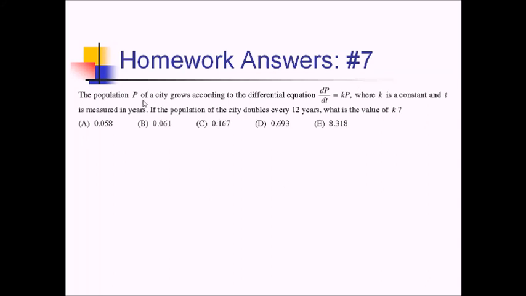For number 7, population of a city grows according to the differential equation dp over dt equals kp. K is a constant, t is measured in years. If the population of the city doubles every 12 years, what's the value of k? The secret on this one is knowing that they're talking about exponential growth. When you see a differential equation and k times some output value, that means that we've got exponential growth. So we go immediately to the equation y equals ce to the kt. You could set this up as a differential equation and solve it, but this is a lot faster, though.